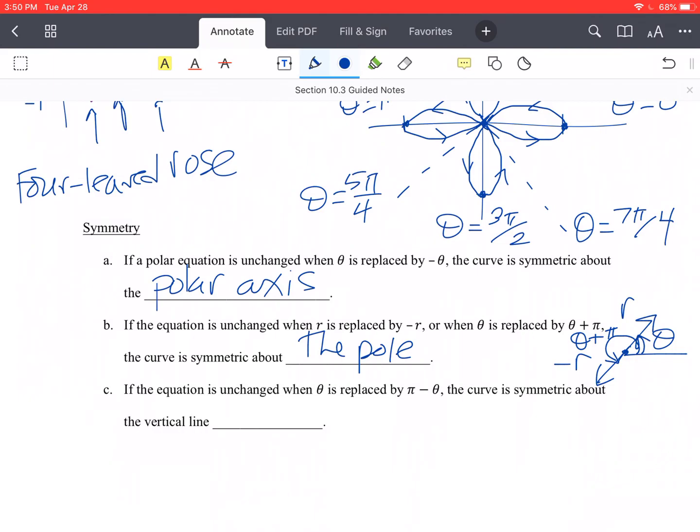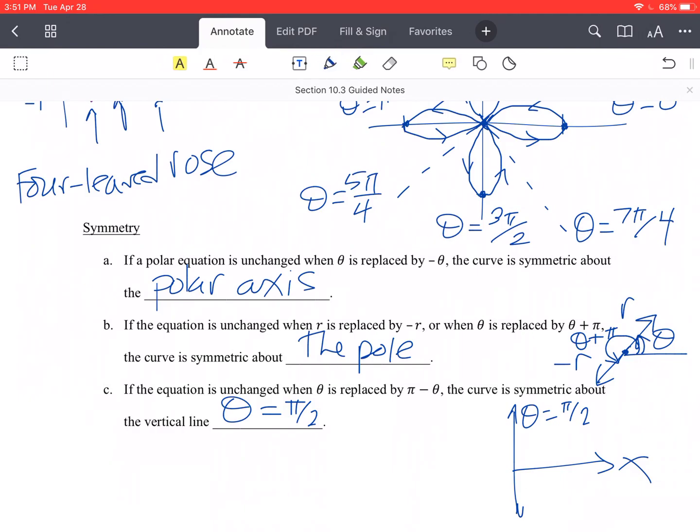And part C, if the equation is unchanged when theta is replaced by pi minus theta, the curve is symmetric about the vertical line theta equals pi over 2, right? And so if that's x, then this is our line, theta equals pi over 2. So we would have some symmetry about that.